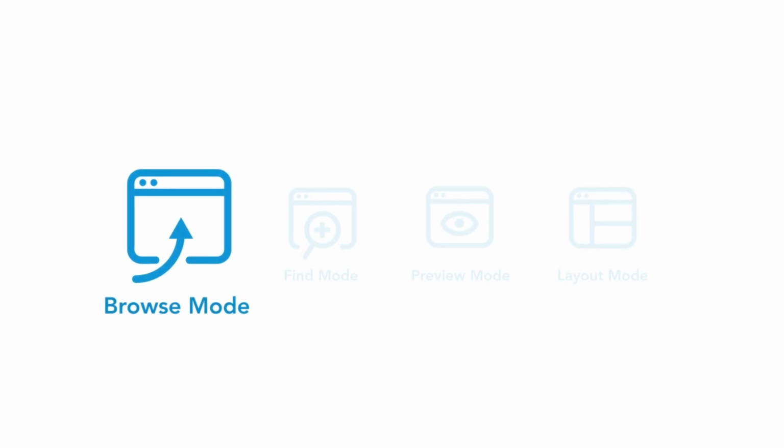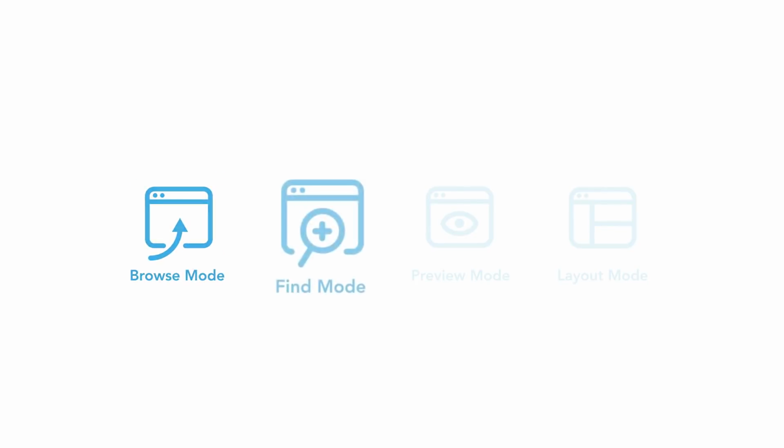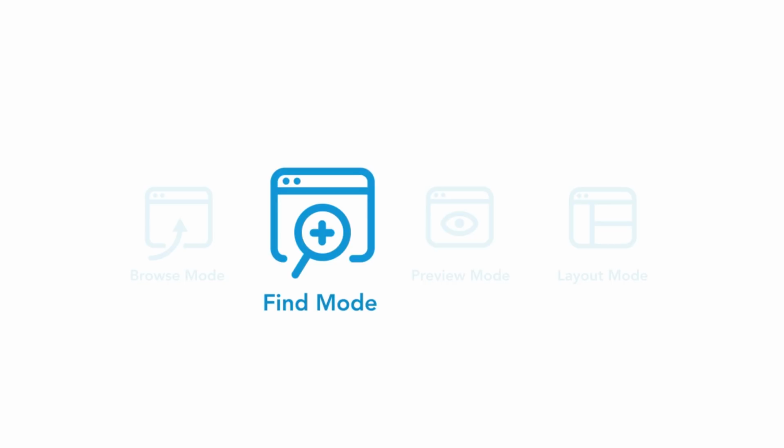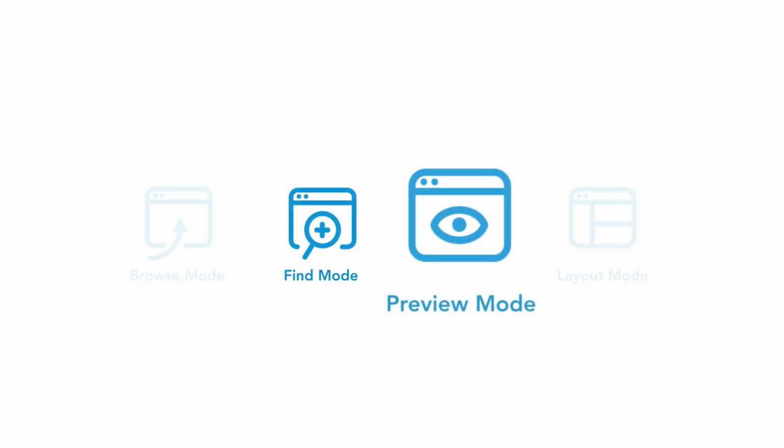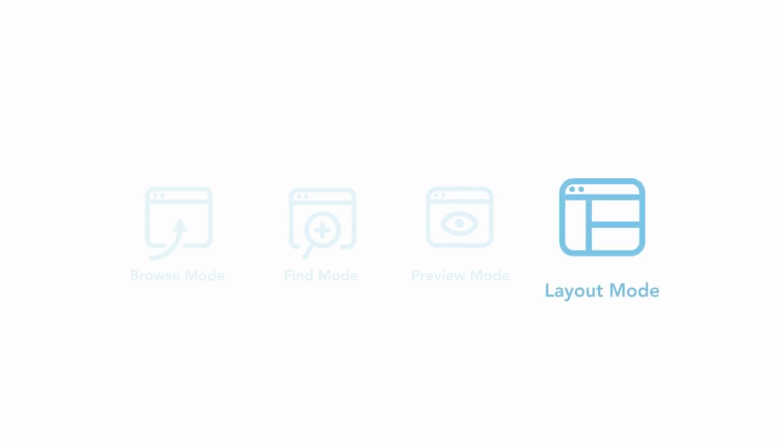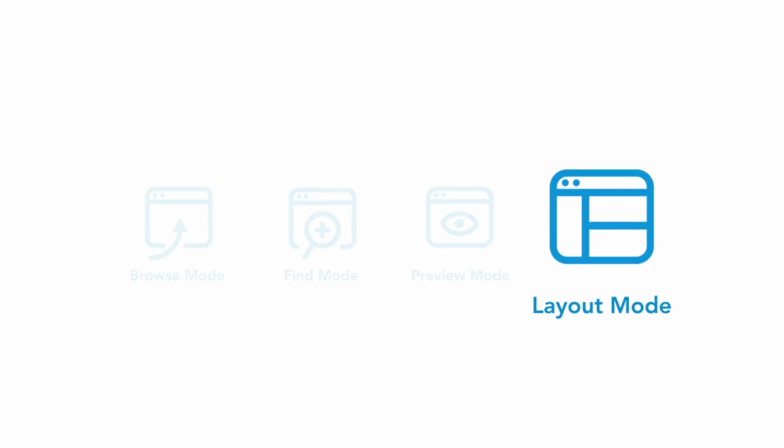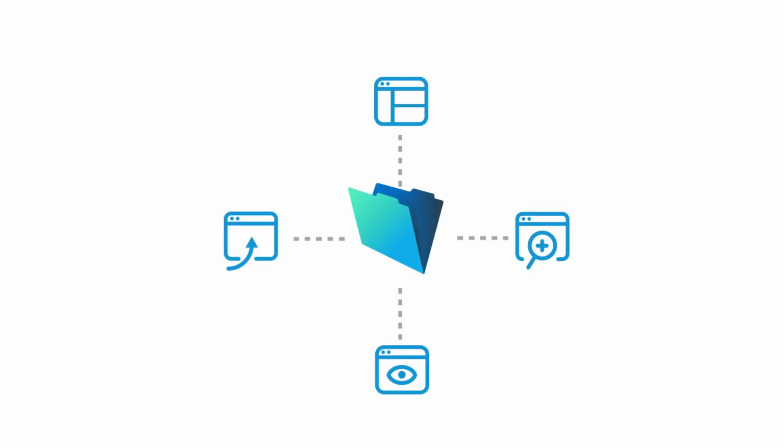Browse mode lets you interact with your data. Find mode gives you the tools to search your data. Preview mode shows you what your data looks like printed or as a PDF. Layout mode allows you to customize what your users see. The FileMaker platform gives you the tools to build something customized to your needs.